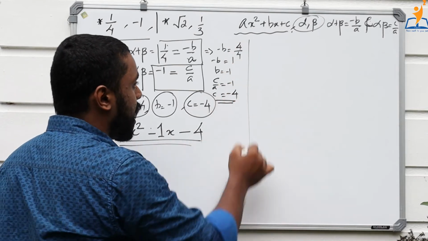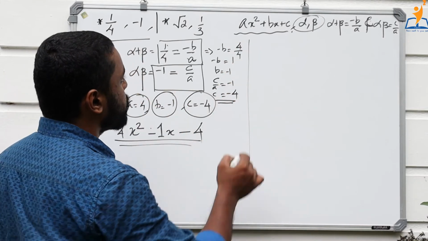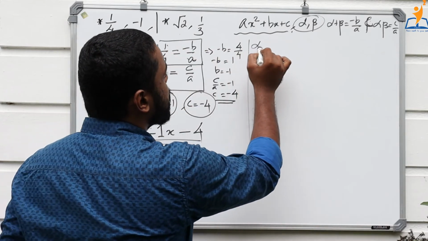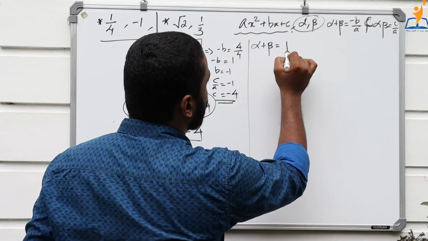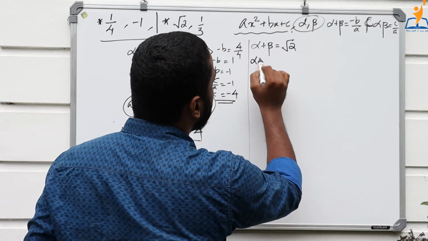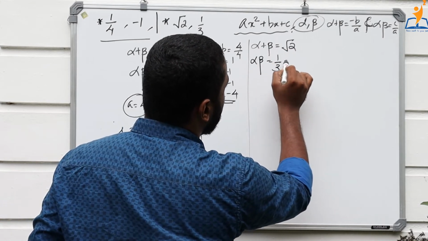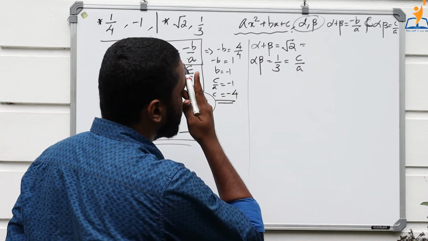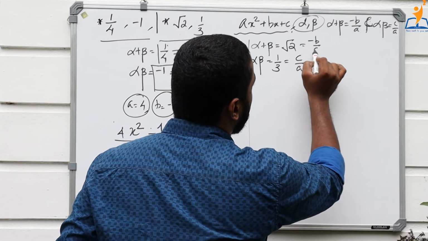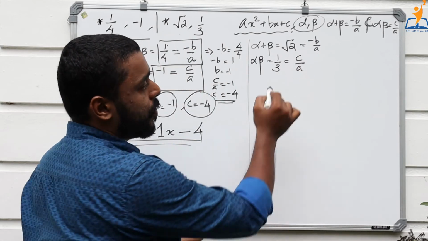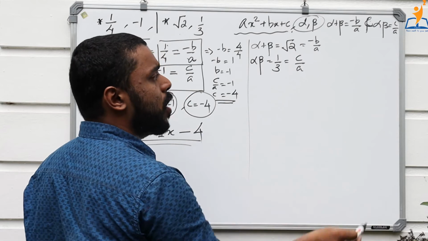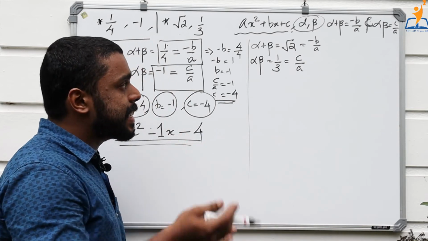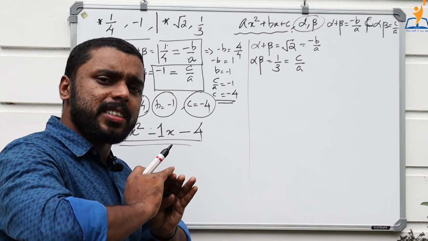Now we shall do the next problem also. In this problem, alpha plus beta is nothing but √2, right? And alpha beta is nothing but 1/3. We know that alpha beta is equal to c by a and alpha plus beta is equal to minus b by a. Now from these fractions we can substitute any values for a, it doesn't matter. It will generate a corresponding value for c and minus b. So we can substitute any value.